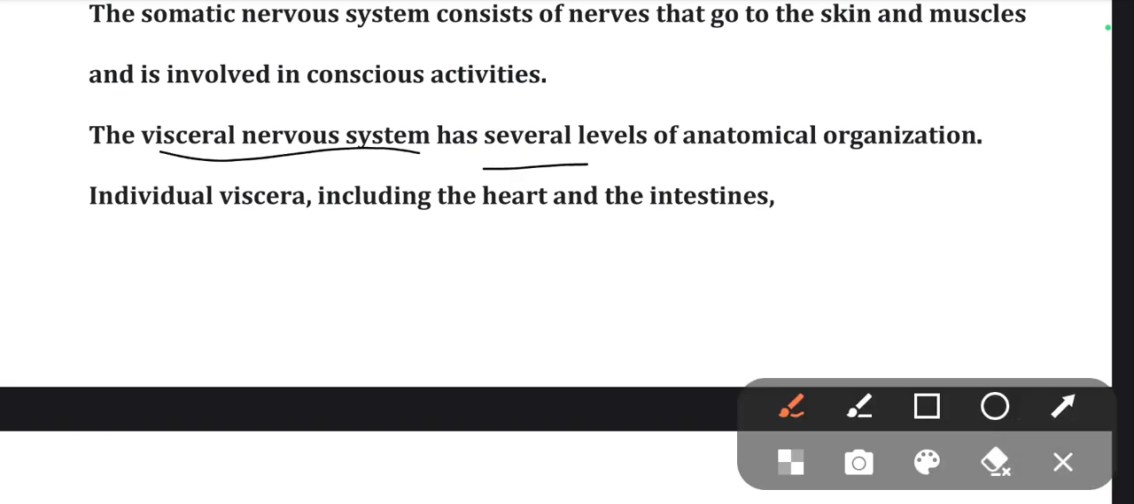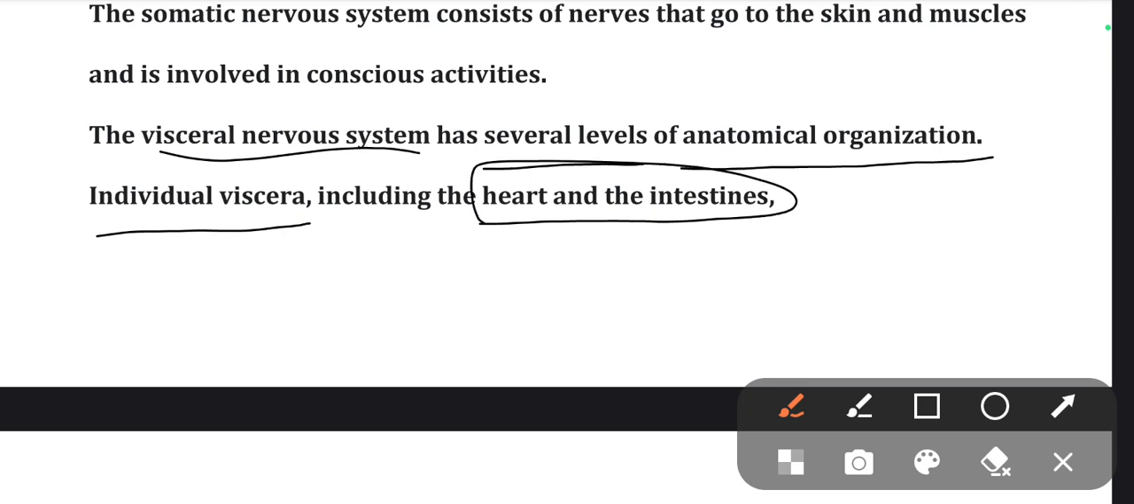So the next one is the visceral nervous system. It has several levels of autonomic organization and individual viscera, including the heart and intestine. Visceral is nothing but internal organs. It's related to the internal organs, the heart and intestine, and some other structures.